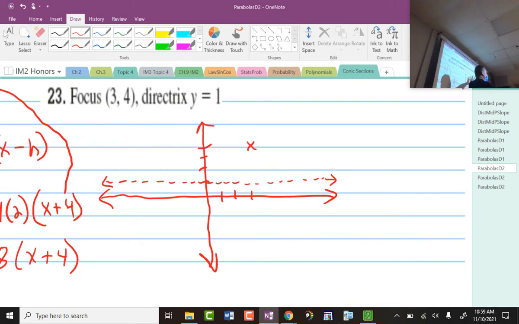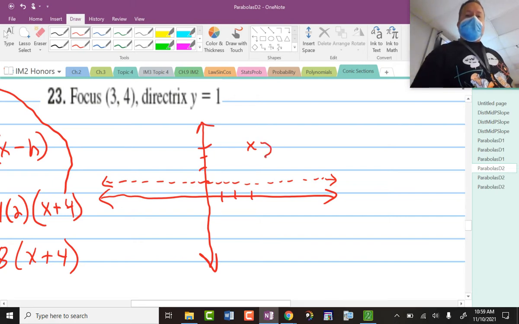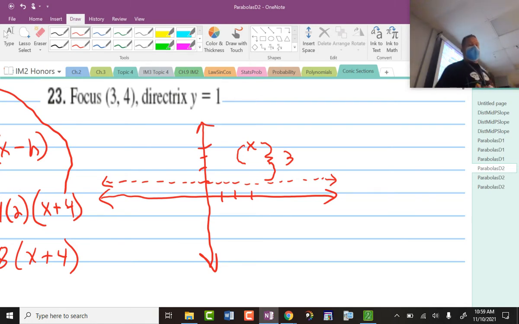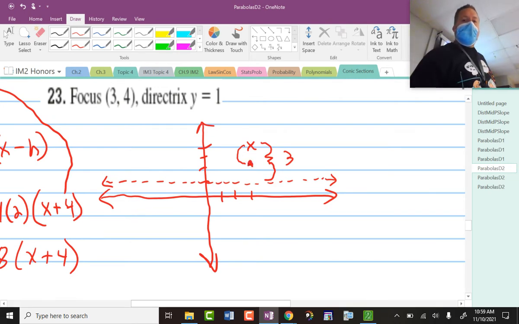So the problem is this is a distance of 3. From here to here is a distance of 3. So how far should the vertex be from the focus? What number? 1.5. And I don't know how else to do this. There is no magic formula. There's just knowledge, your brain thinking about this. So if I'm at 4 and I go down 1.5, I'm at 2.5 for the vertex.